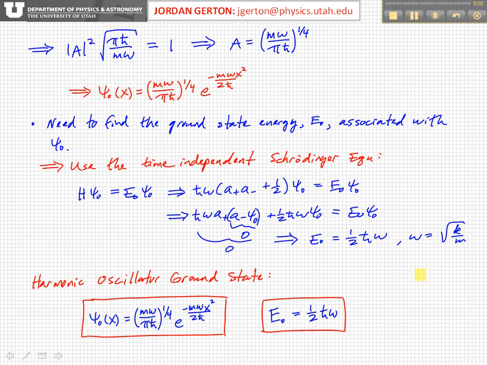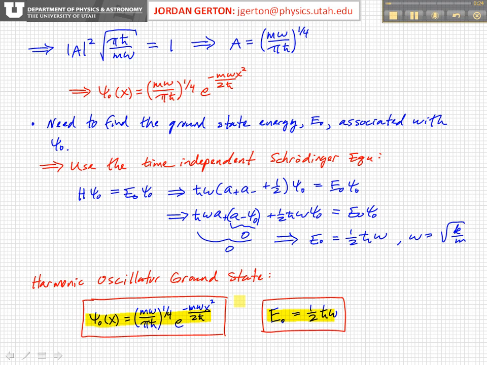Okay, so after this analysis, we found both the ground state wave function and the ground state energy. The ground state energy is 1/2 h bar omega. Again, omega is set by the spring constant and the mass. The ground state wave function is written here, and you see that it has a Gaussian form.